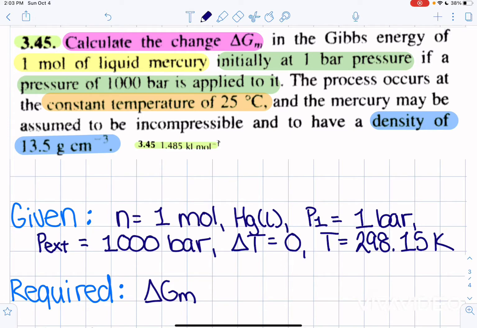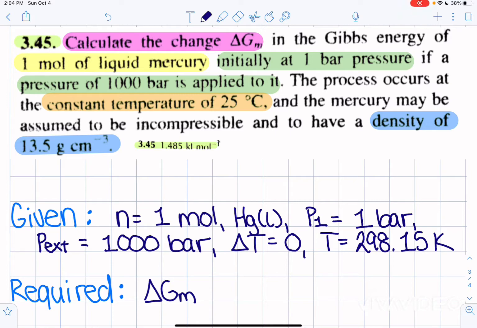Okay, so now that we understand what equations we are going to use, I'm going to go over the question we are going to address today. Question 3.45 is: calculate the change in delta G sub m, the Gibbs energy, of 1 mole of liquid mercury, initially at 1 bar pressure, if a pressure of 1,000 bars is applied to it. The process occurs at the constant temperature of 25 degrees Celsius, and the mercury may be assumed to be incompressible and to have the density of 13.5 grams per cubic centimeter. Now, the answer that the book gives us is 1.485 kilojoules per mole.